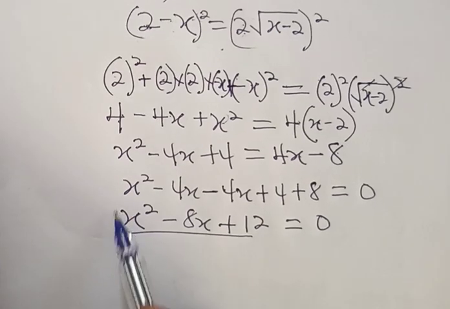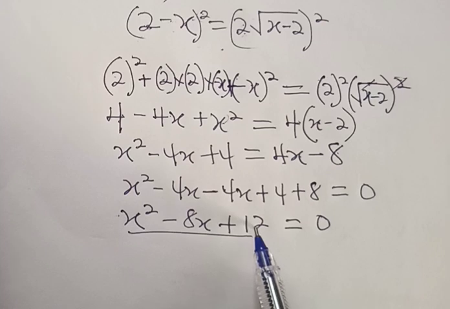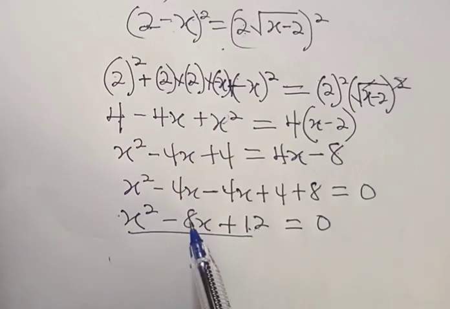We multiply the coefficient of this by the 12, which will give us 12. After that, we find two factors. When we multiply those two factors, we must get what? The 12. When we add those two factors, we must get what?